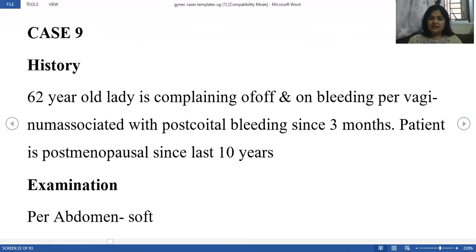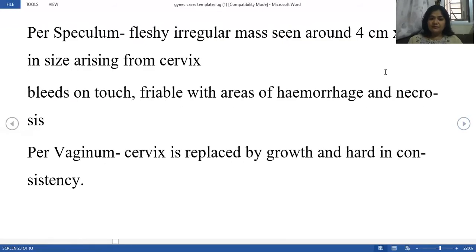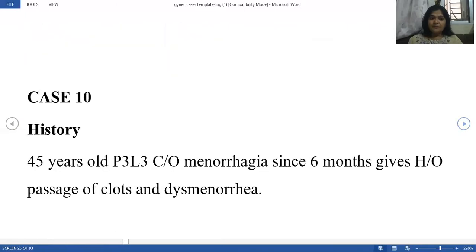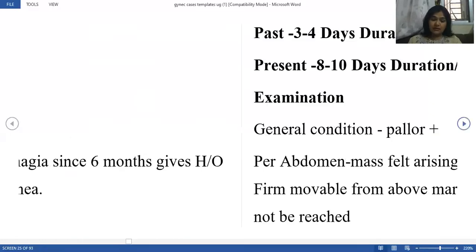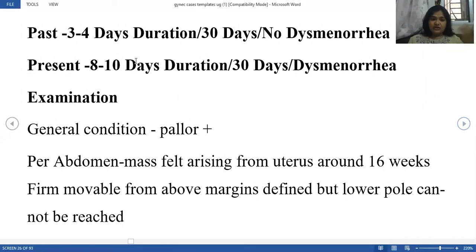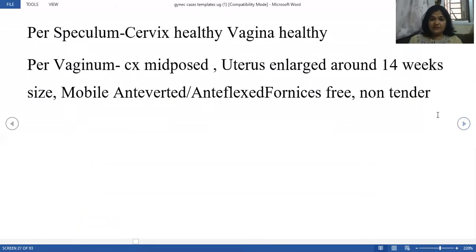Now coming to the next case: a 45-year-old lady who has had menorrhagia for 6 months, with a history of passage of clots and dysmenorrhea. The duration has increased to 8 to 10 days. On general examination, you will find a per abdomen mass arising from the uterus. It is around 16 week size now, that means it is abdominally palpable, right? It is firm, movable from the margins, and the lower margin is not reached. That means it is a mass arising from the pelvis, right?